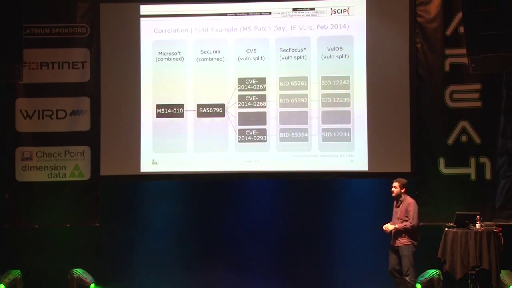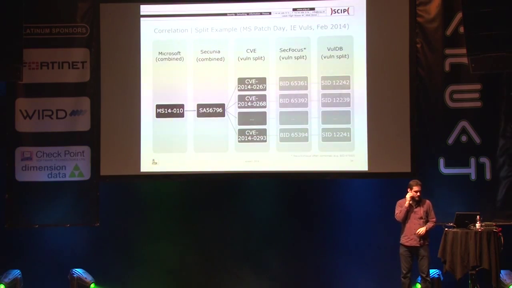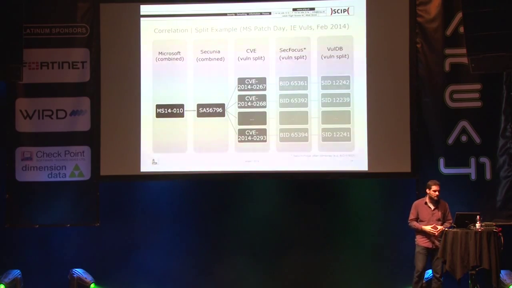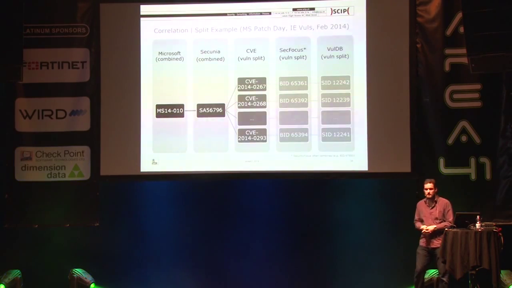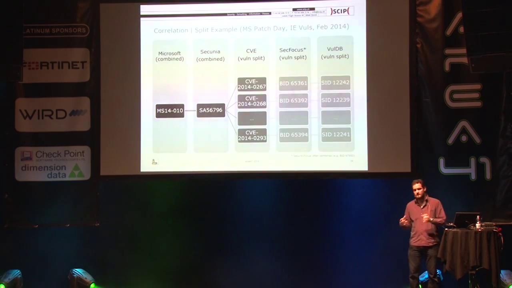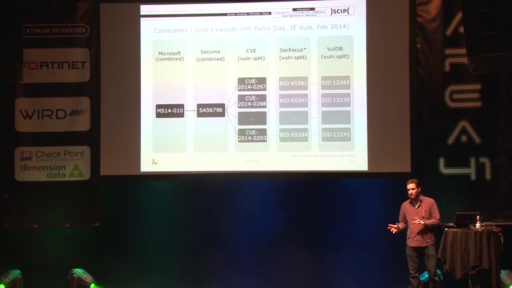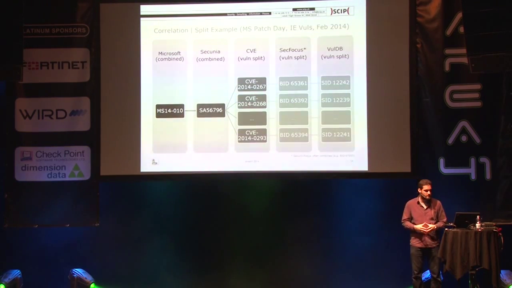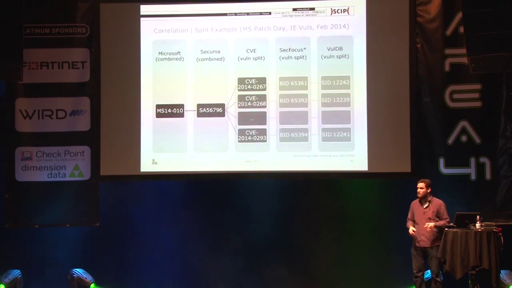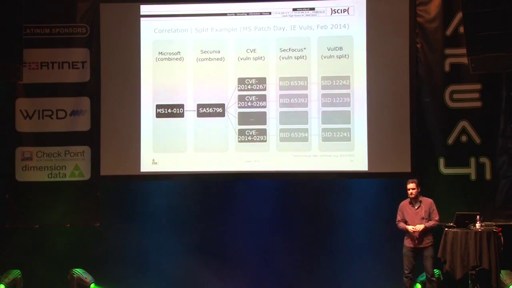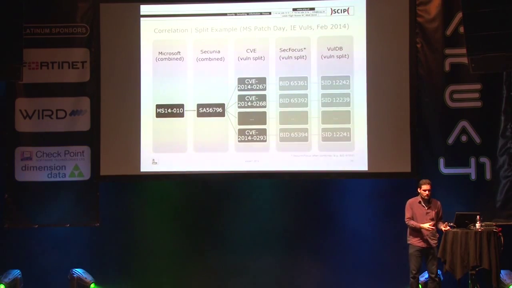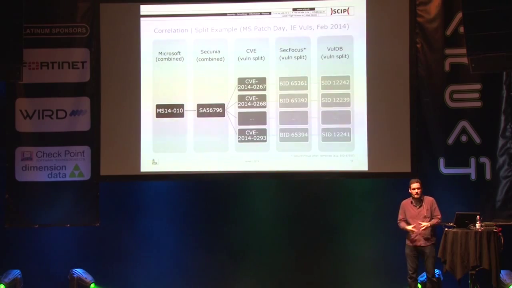So the different sources handle these things differently. Microsoft, for example, provides the patch day advisory. Secunia is often very lazy and compiles them in one entry, but they were not lazy enough to do it for all the products that got affected by Heartbleed. CVE is usually split, not always, but in 99% it is split. Security Focus is in this case split, but they sometimes compile vulnerabilities, which is pretty strange. For example, the Google Chrome vulnerabilities are often compiled in one entry, which doesn't make sense because otherwise they could also compile Safari vulnerabilities and everything else.